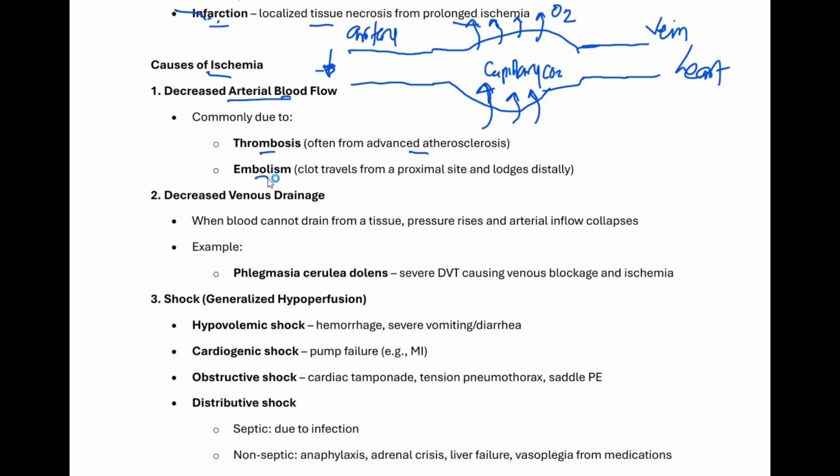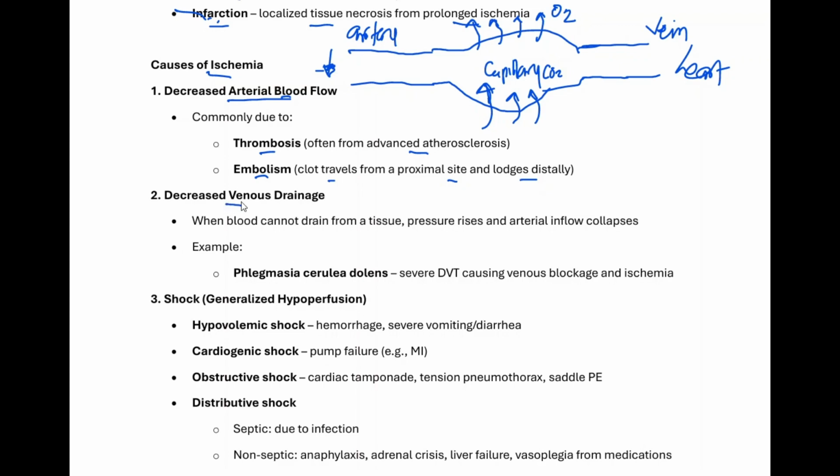It could also be embolism. Embolism is when you form a clot at a particular location, and a part of that blood clot, or the whole blood clot itself, migrates and moves to a distant location, and that will lead to occlusion. So a clot travels from a proximal site and lodges distally. That would be embolism. So any of these could lead to decreased arterial blood flow.